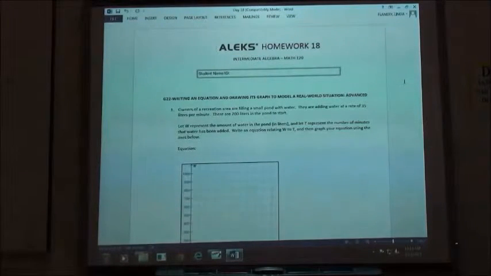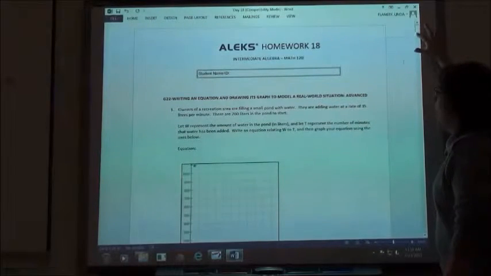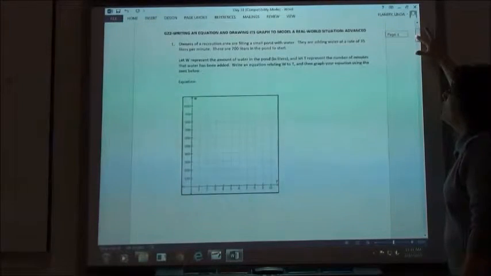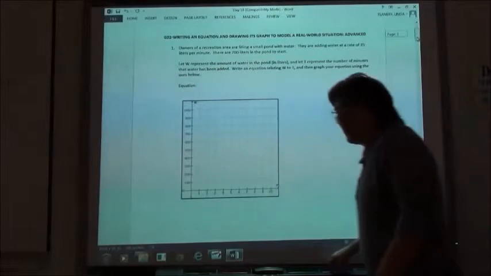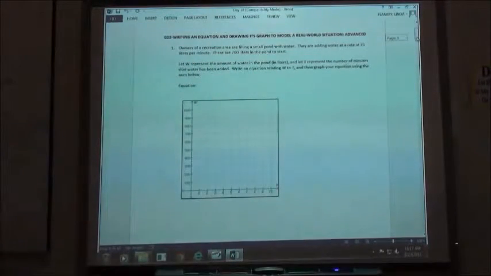All right, homework day 18. We're going to start by writing an equation and drawing a graph to model a real-world situation, of course, because we want to relate our math to real life. It says owners of a recreation area are filling a small pond with water.